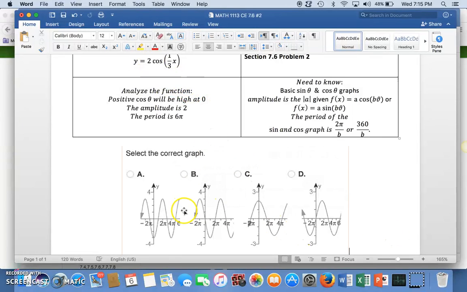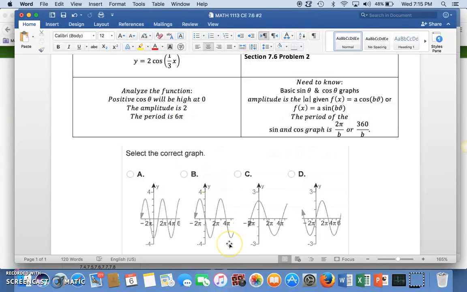Okay, well, this one has an amplitude of 4, or actually it has a 3, and that one has a 3. This one has a 2 and a 2. This has a 2 and a 2. So we've already eliminated A and B because the amplitude was not correct. The period, well, we figured that the period was 6 pi.